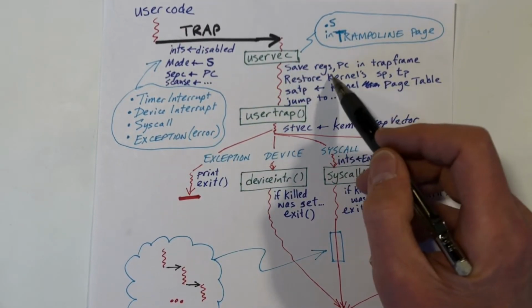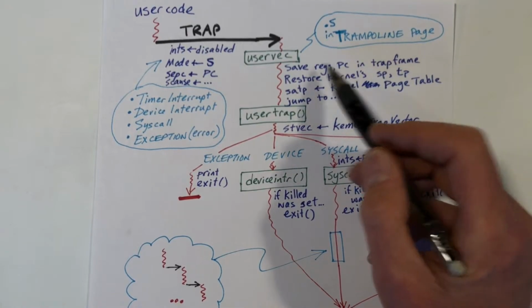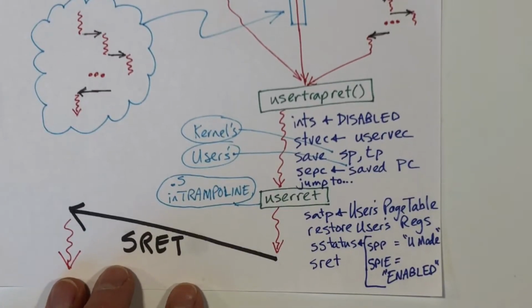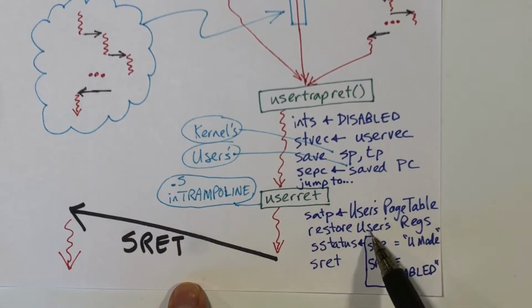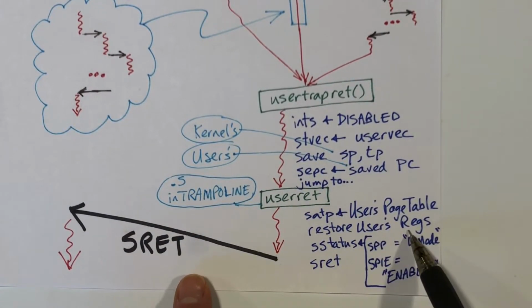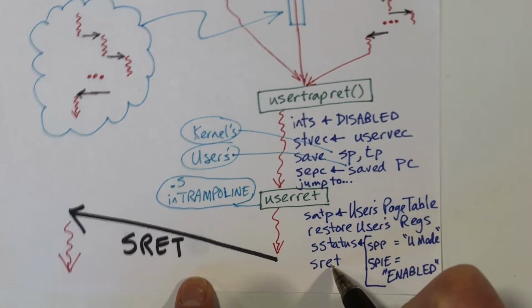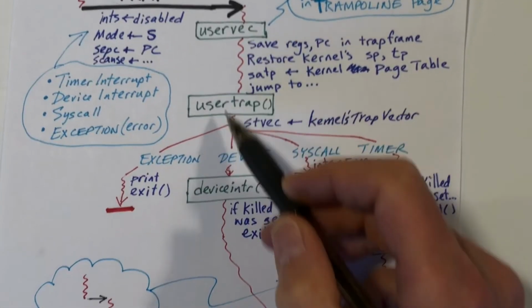So we see, saving the registers and the program counter happens really early. And then way down here at the bottom, before we do the system return, we see restoring user registers and then the SRET instruction.